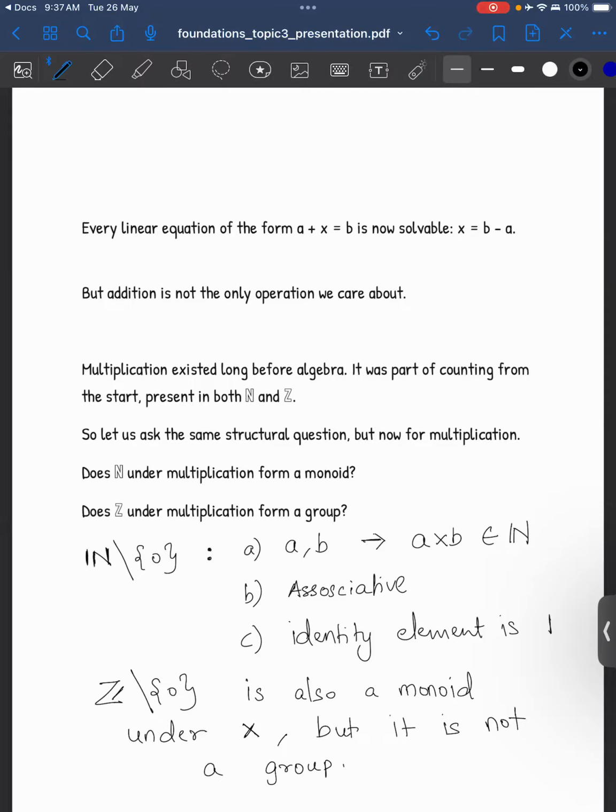So the first answer is yes. And this is no. It is yes if it was a monoid, so N without 0. Remember, it's without 0, it's a monoid with the identity element being 1. And Z without 0 is also a monoid, but it's not a group.